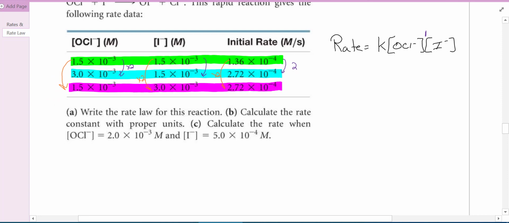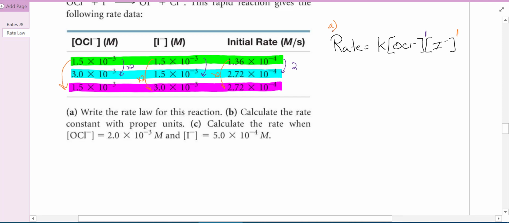Right? So that means it's also 1. So there's my rate law. Now, you can go back and do it the long way, where you do experiment 1 over 2 or 2 over 1 and put it into this form. You're more than welcome to do that, but it's much faster to do it by inspection. So that's A. There's A right there. Boom. Done.